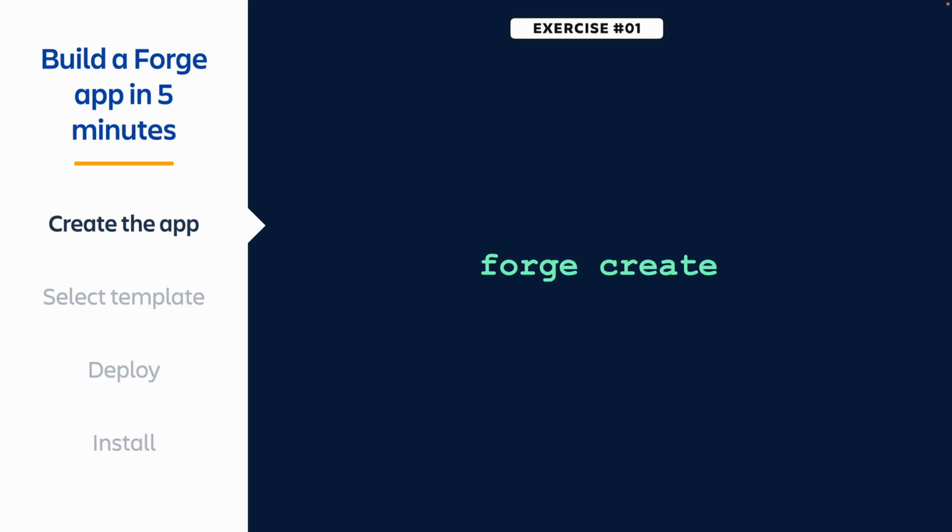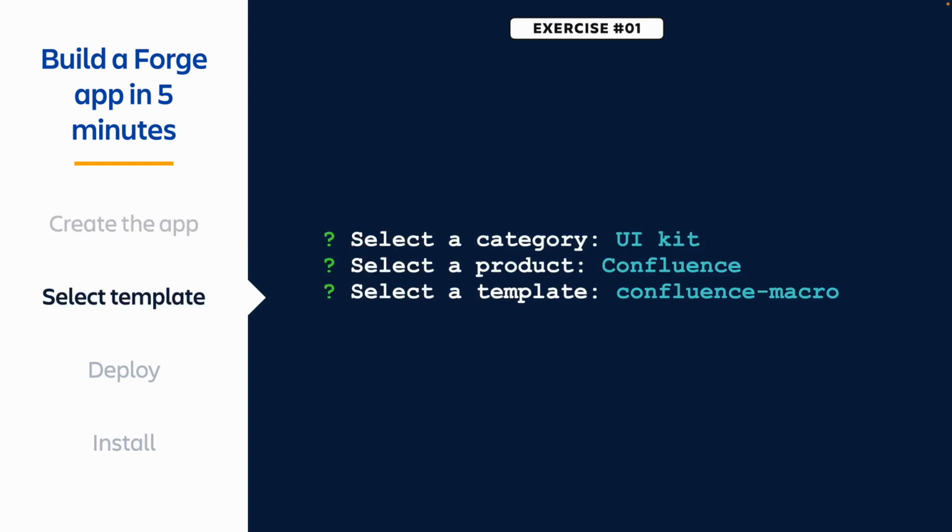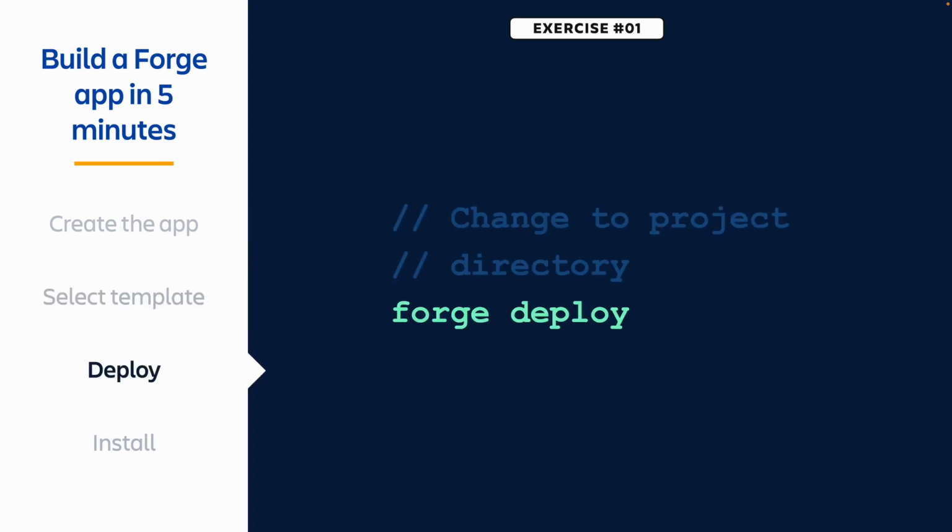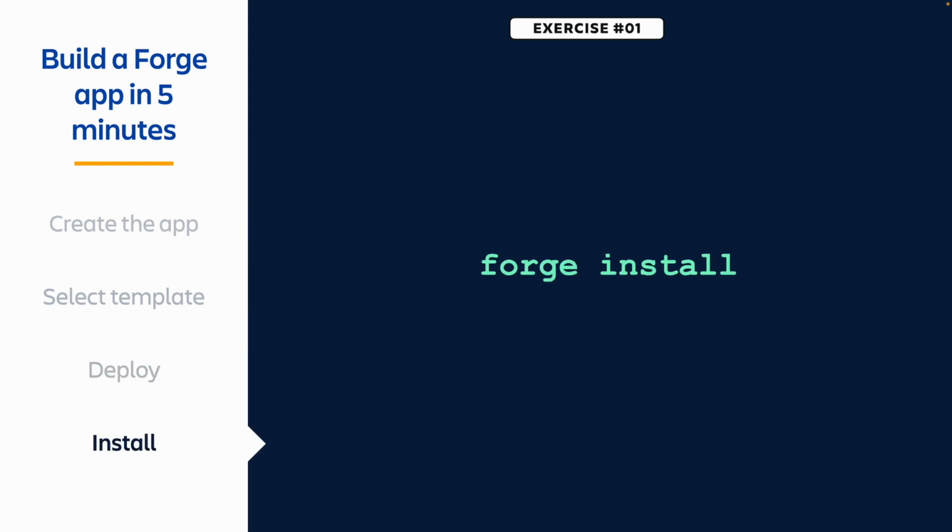And so for this first exercise, there's a few commands we're going to try from the Forge CLI. The first is forge create. We're going to select a few presets from the templates available. We're going to deploy the app into the cloud, and then we're going to install it on our instance. So I'm going to hop out of presentation mode and hop into the command line interface.